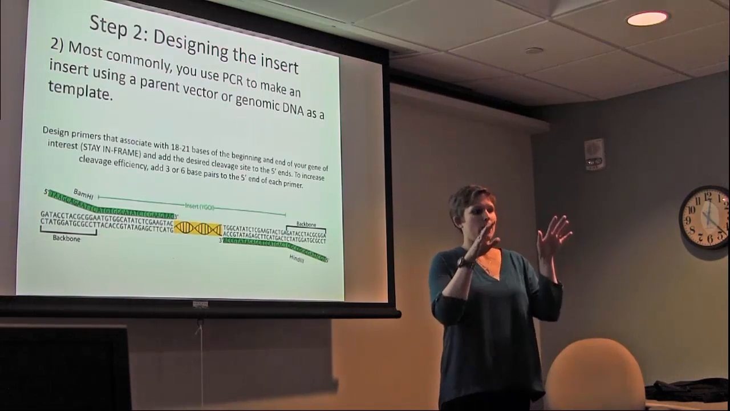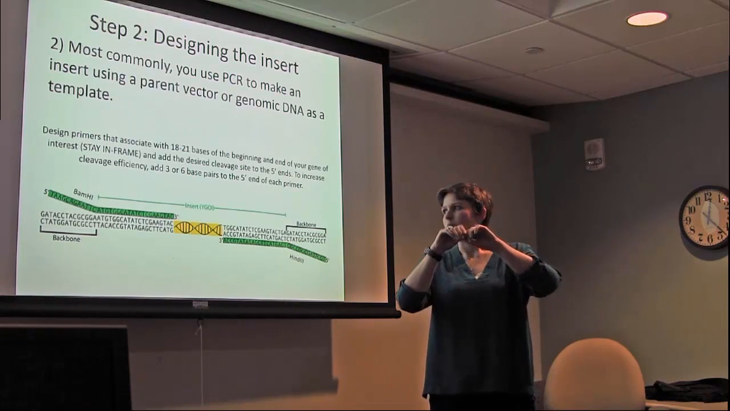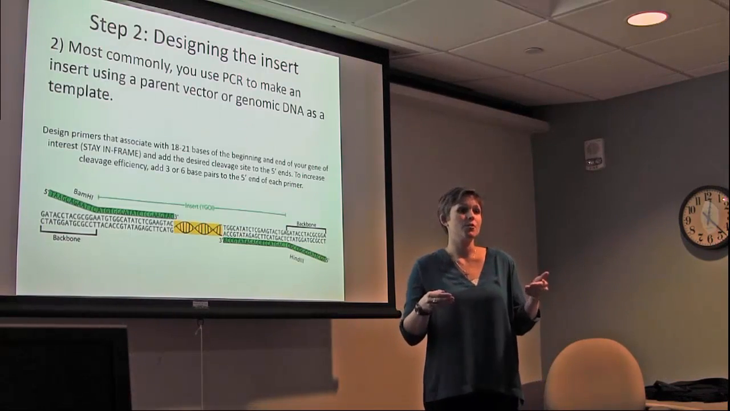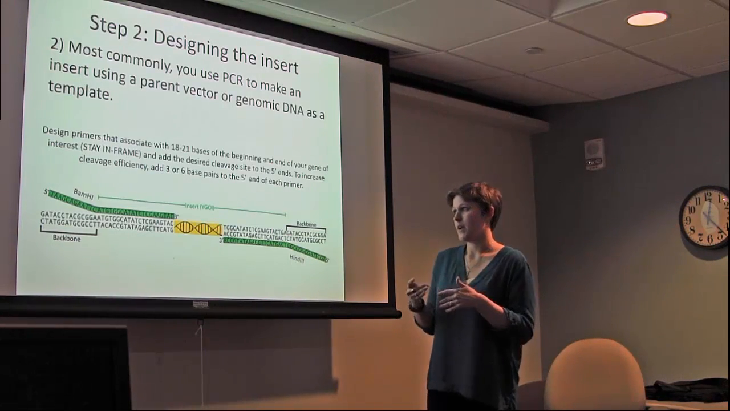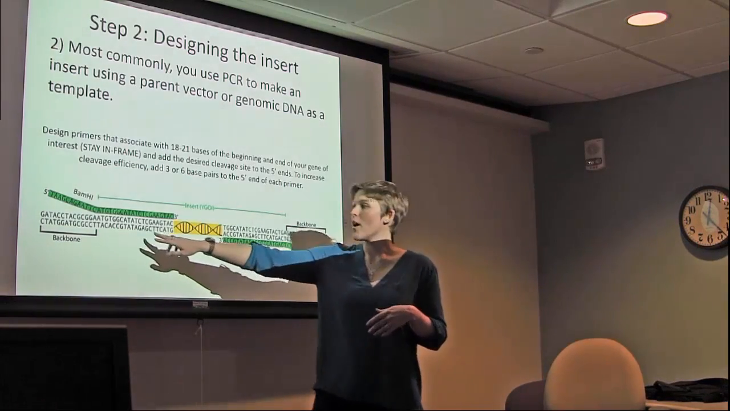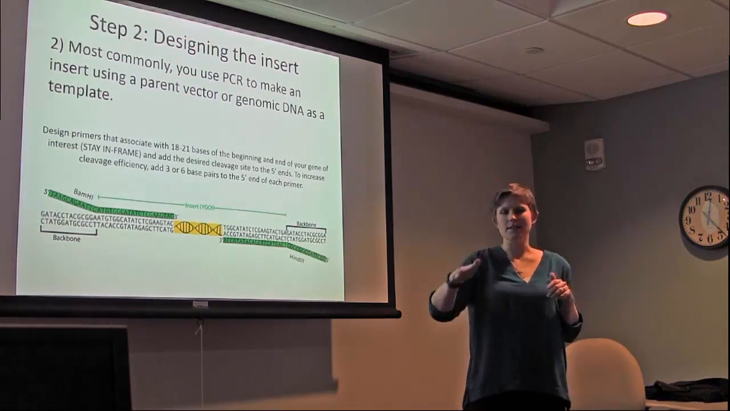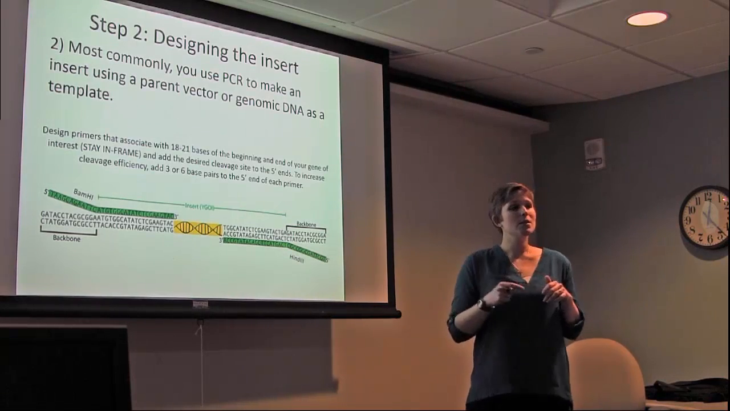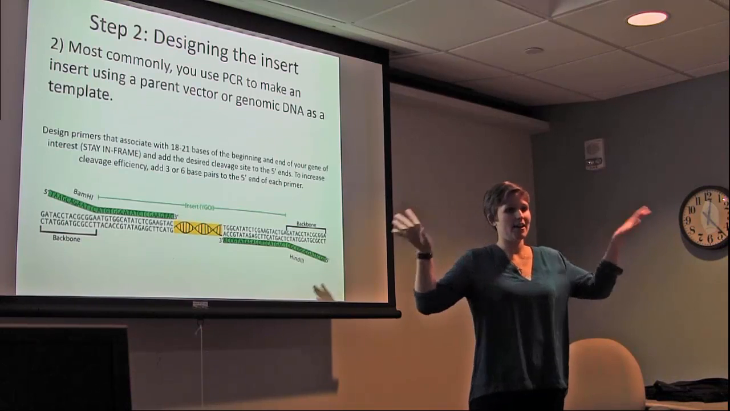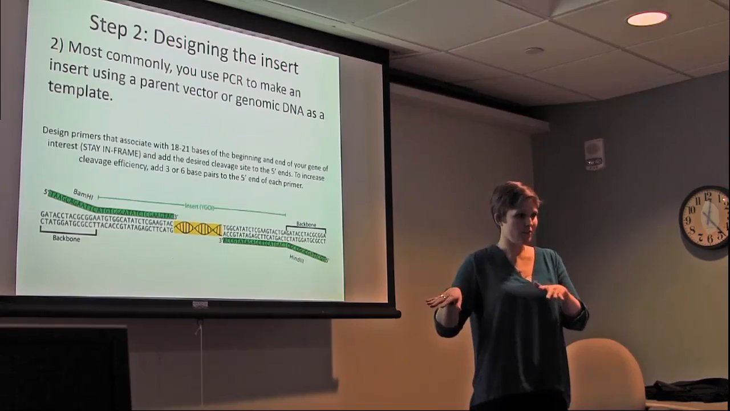Most of the time, you're going to have your gene of interest in a vector or in DNA, and you're going to have to make it with PCR amplification. Some of the things that are really important here: number one, you're going to want your primers to associate with your gene of interest, and typically that's about 18 to 21 bases. But you also need to add in your restriction sites. If you just amplify your insert without adding your restriction sites, you're not going to be able to make your sticky ends to pop it into your vector.